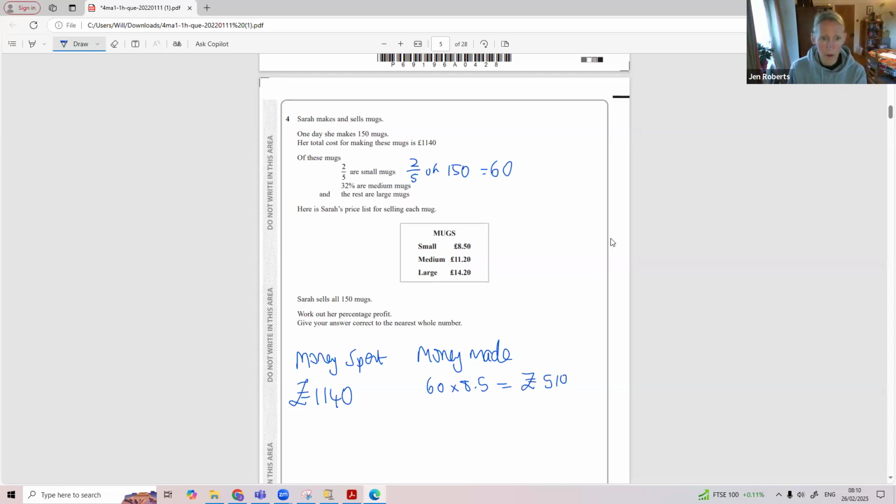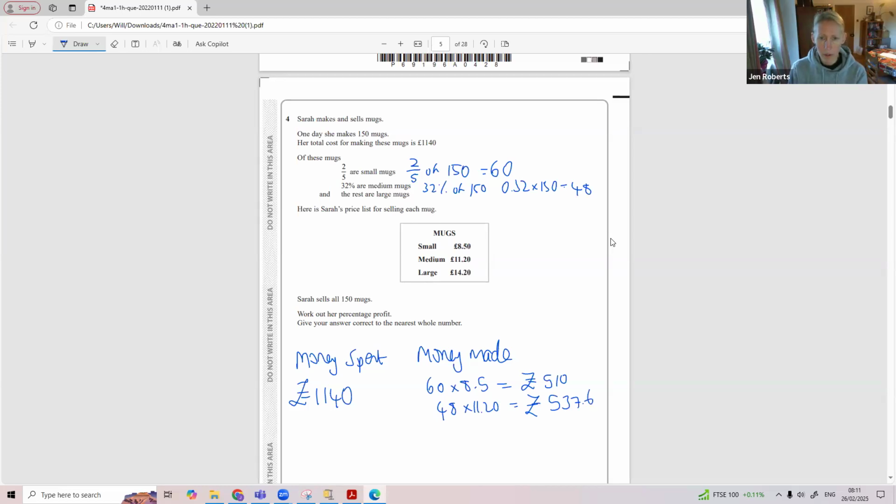32% of the 150 are medium mugs. So what's 32% of 150? We do 0.32 times 150, don't we? 48. 48 medium mugs, so 48 times £11.20 is £537.60.